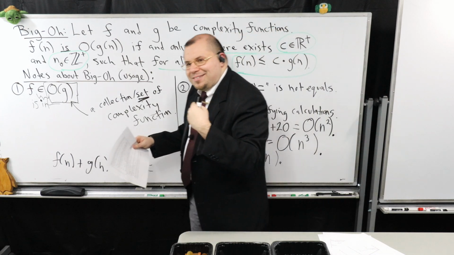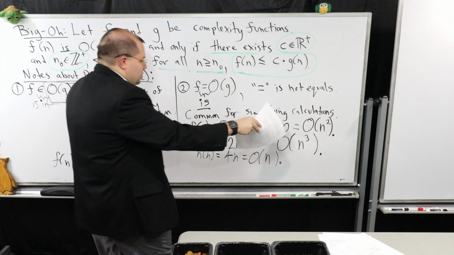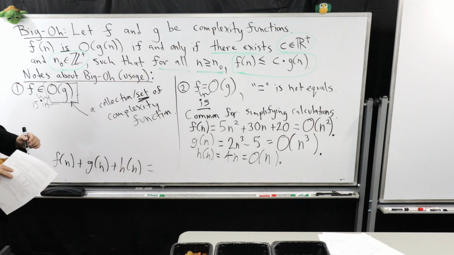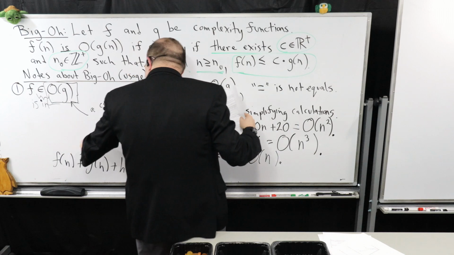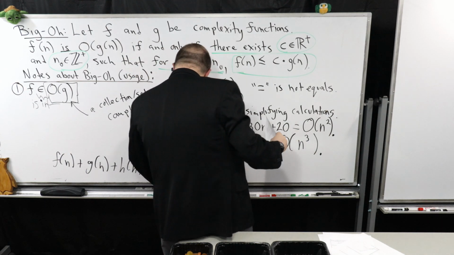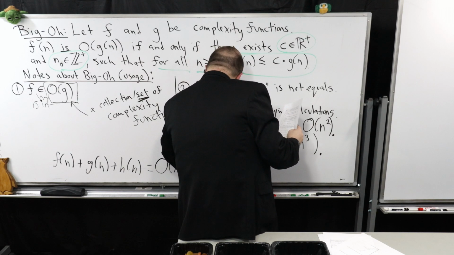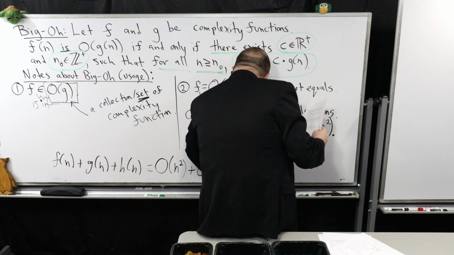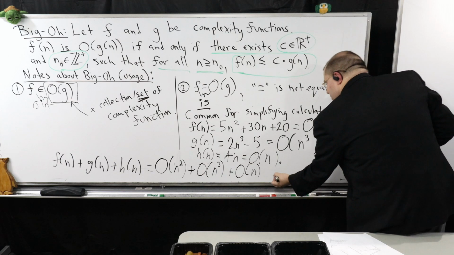So that's why I'm saying it's not like an equal sign. An equal sign should be true regardless of whether you read it from right to left or left to right. Here you're going to see what I mean. I'm going to replace f with big O of n squared, because that's what we said before. g, well, that's big O of n cubed. And the final one, for h, was big O of n.